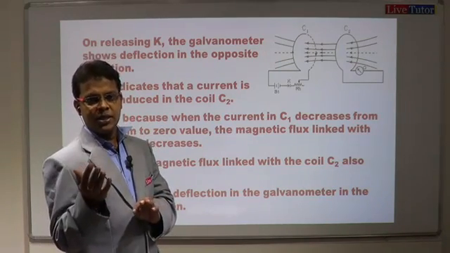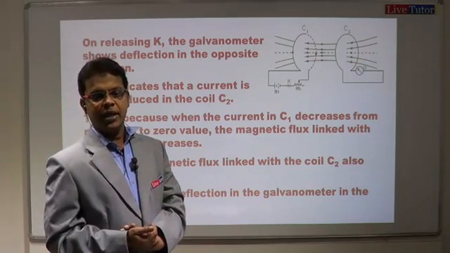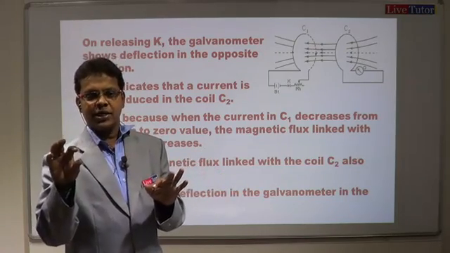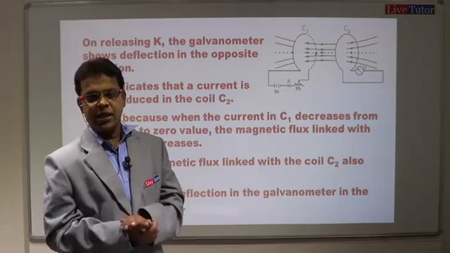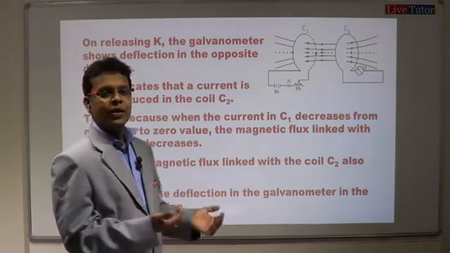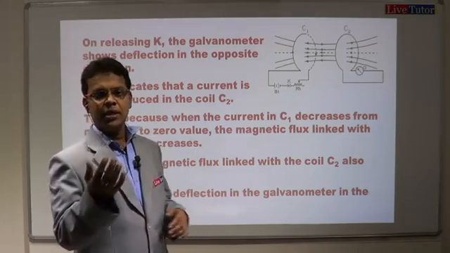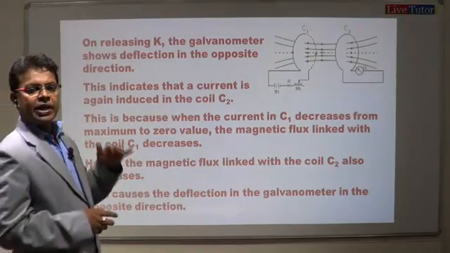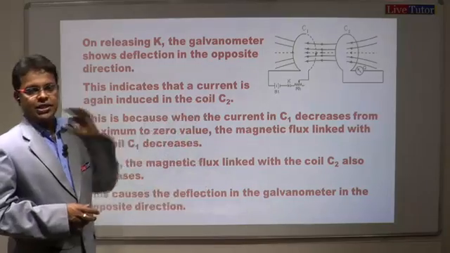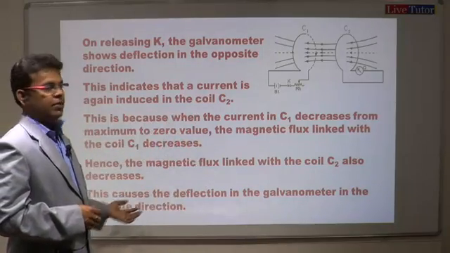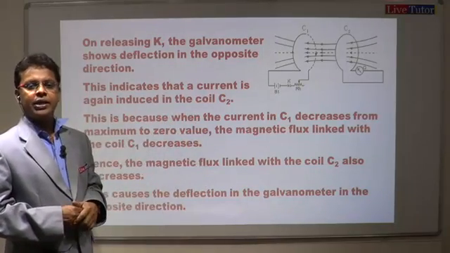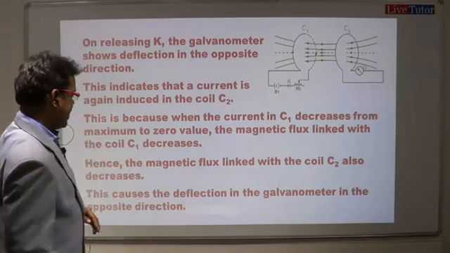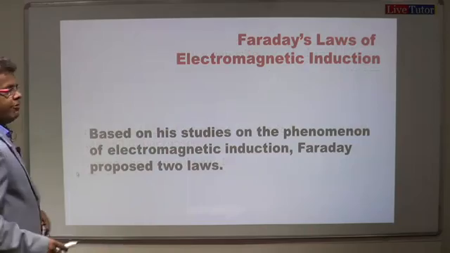But only thing is it will be in the opposite direction. ஏன்னா first stageல increase இந்த current, அதனால magnetic flux ஒரு directionல இருக்கு. இப்ப second stageல என்ன ஆகுது, second partல the current is decreasing, அதனால the current flow will be in the opposite direction. So magnetic flux linked to the second coil is also changing. அதனால என்ன ஆகுது, the galvanometer is showing a deflection in the opposite direction. So this was the second experiment which was done by Michael Faraday.